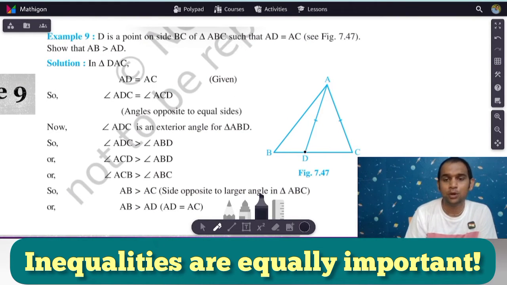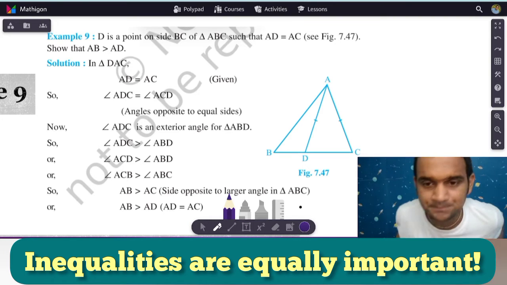Now, D is a point on BC of triangle ABC such that AD is equal to AC. So AD is equal to AC. We need to show that AB, this side, is greater than AD. Now this type of proof we are seeing for the first time, so please pay a little more attention to this.